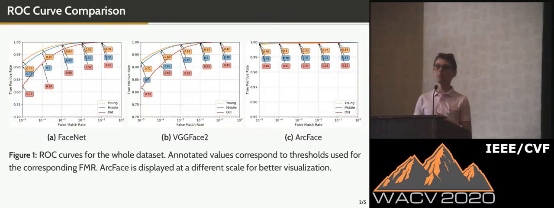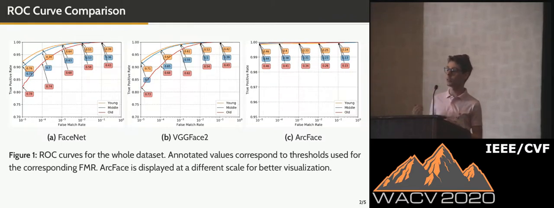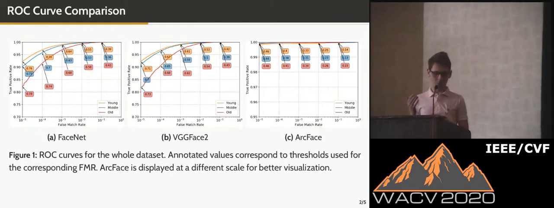We start by analyzing ROC curves, and the pattern shown here is contradictory to pre-deep learning methods, where actually old people are worse than younger. We show for FaceNet, VGG Face 2, and ArcFace that they have a much different performance, especially with older people for FaceNet and VGG Face 2. In ArcFace, there isn't such a big difference, but if you look closely at the thresholds used, there is a difference.